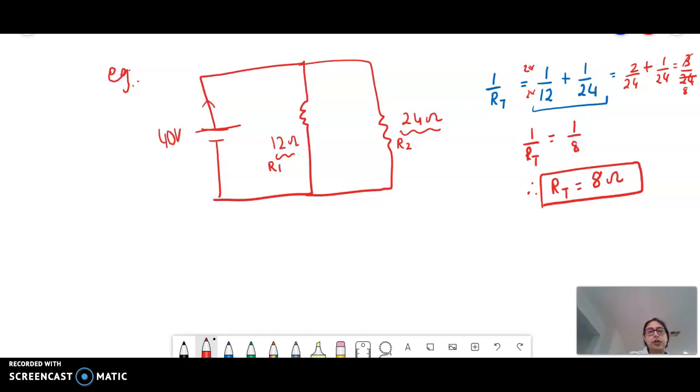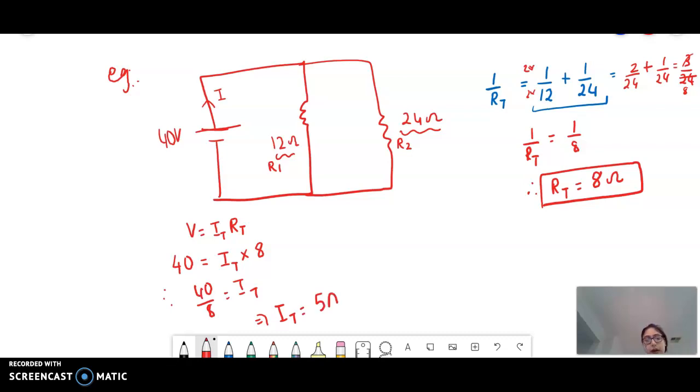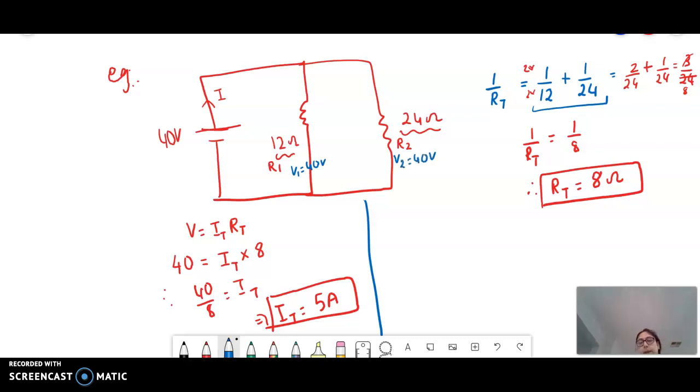Now let's find the total current. So we can use the Ohm's law formula here. So the EMF is 40, total current is I, and equivalent resistance is RT. Therefore 40 over 8 equals the total current, which is 5 amps. That's it. So it's 5 amps. Now we know that this will also have 40 volts across it. This will also have 40 volts across it because they're in parallel. Voltage is the same across each resistor in a parallel setting.